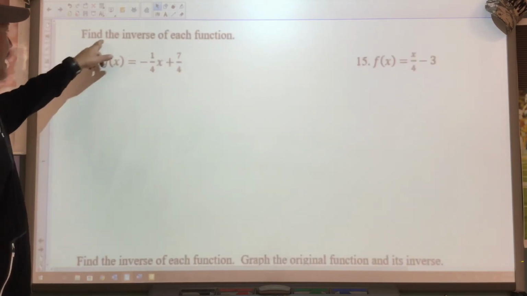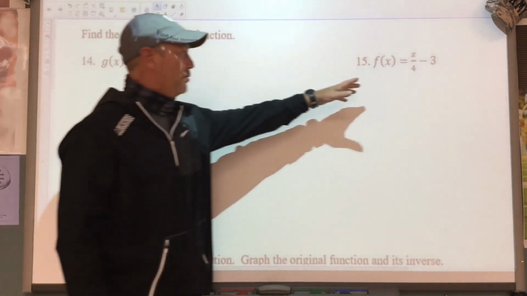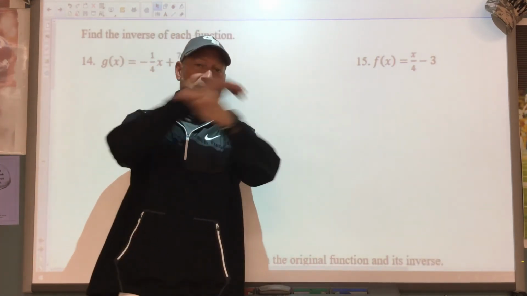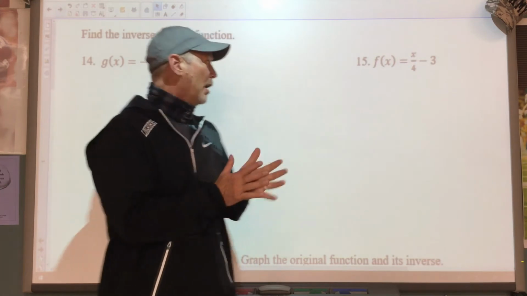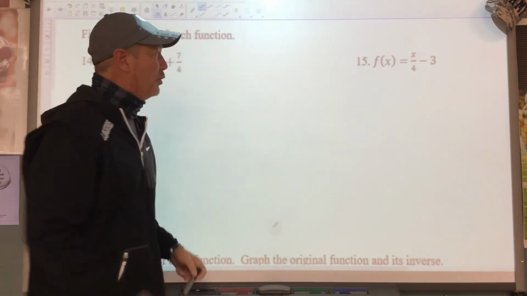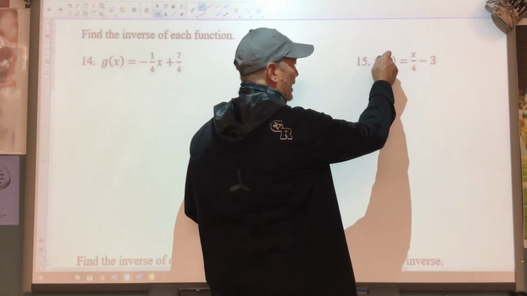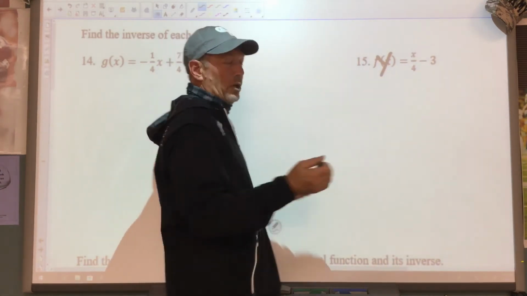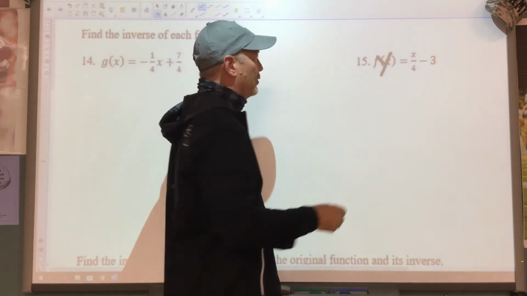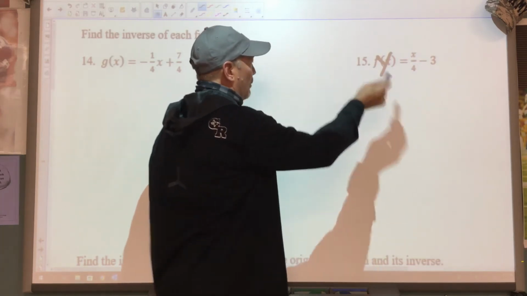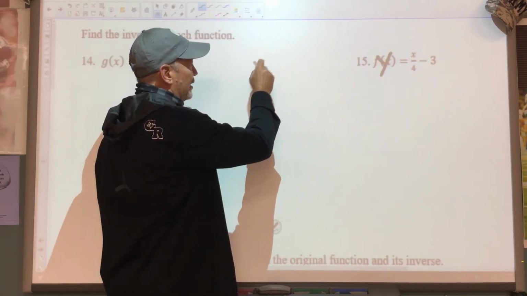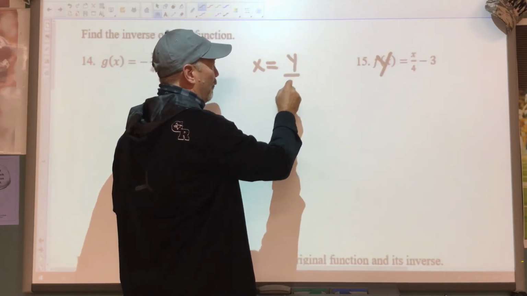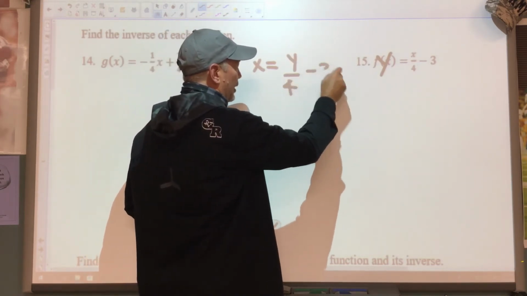Okay, so we're going to find the inverse of each function. Remember, when we find the inverses, we switch places with the x and the y, right? All right, so here we go. First thing I want you to do is treat this as a y. And then we're going to swap places with the x and the y. So this is going to be x. Let's come over here. We're going to say x equals y over 4 minus 3.